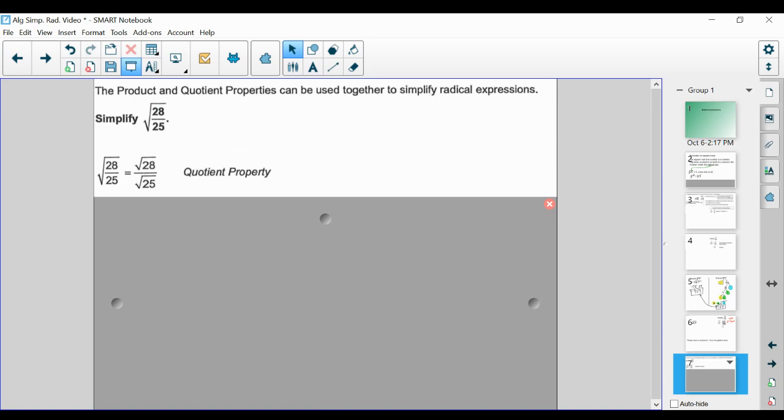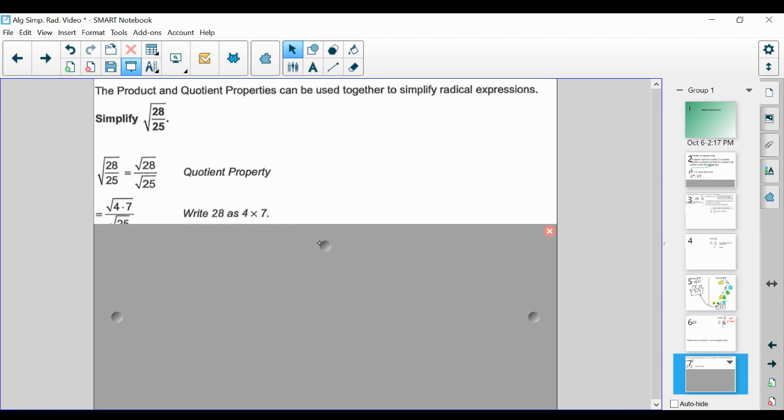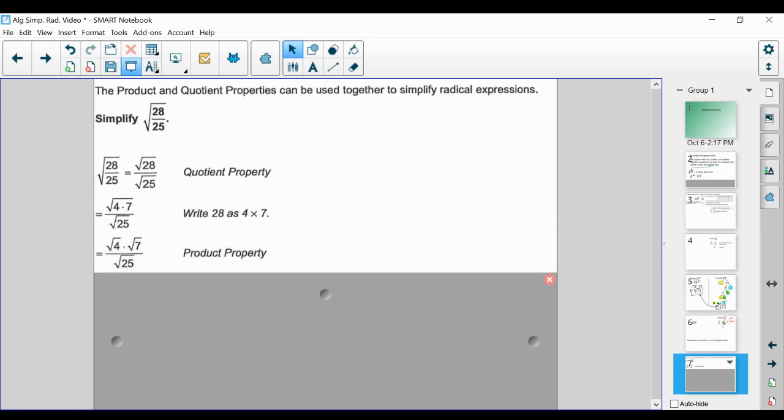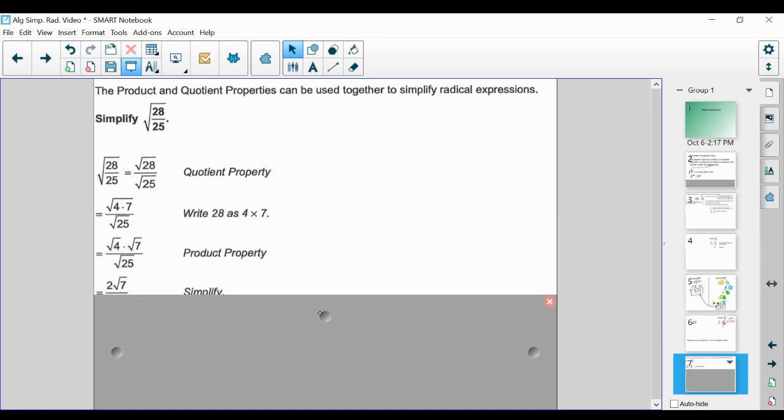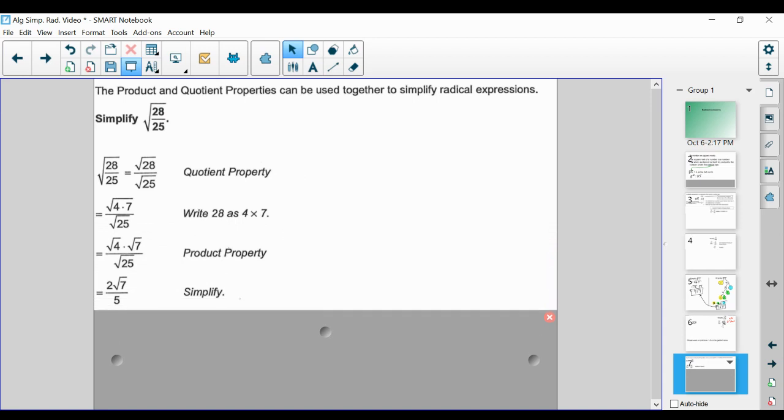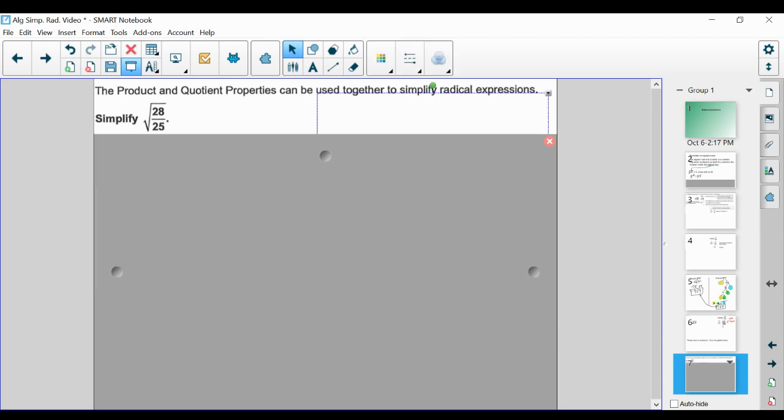We can use a product property to simplify the square root of 28, and we get 2 root 7, and the square root of 25 is 5. So by breaking apart into the numerator and the denominator, we simplify the square root of 28 to be root 4 times root 7, and that is going to be 2 root 7. Square root of 25 is 5. On the right-hand side, though, we have something a little bit more fun.